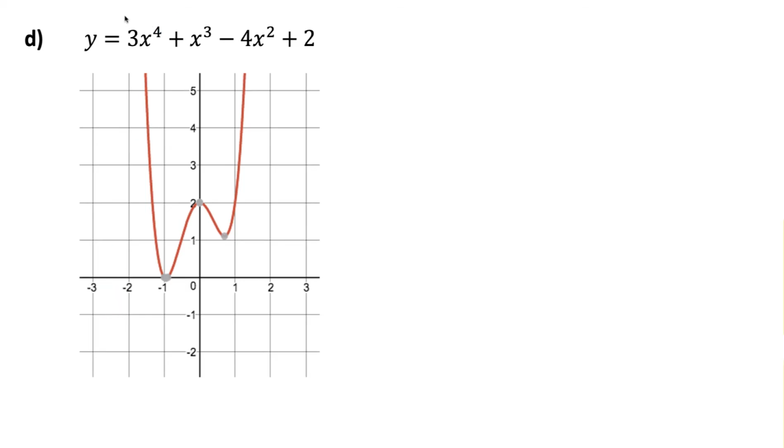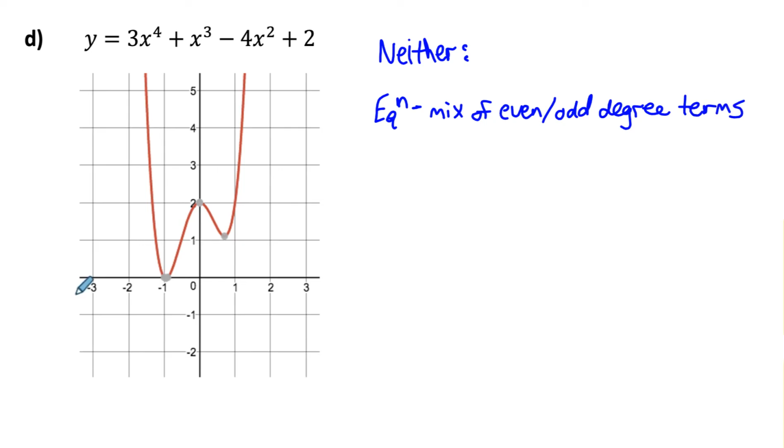Part D. This is an even degree polynomial function, but is this even degree polynomial function also considered an even function? No, it's not. So we'd write neither. So neither even nor odd. And how do I know that? From the equation I can tell because there's a mix of even and odd degree terms. Even degree, odd degree, even degree, even degree. So there's a mix of even and odd, therefore it's neither. And from the graph I can tell it's not even or odd because it doesn't have line symmetry at the y-axis and it doesn't have point symmetry at the origin, so it's neither. In fact, this graph has no symmetry.